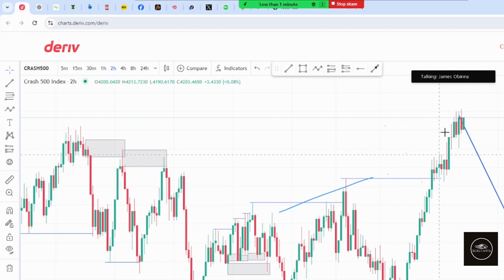So since the market has created new highs, I'm now anticipating the market to retrace back to the extreme zone again before continuation to the upside.